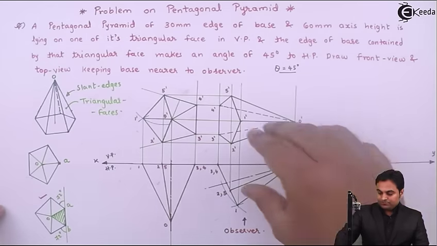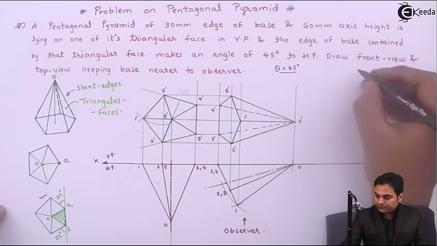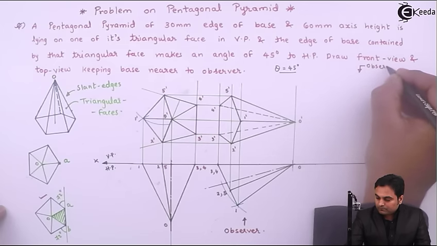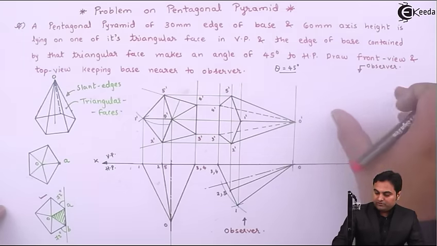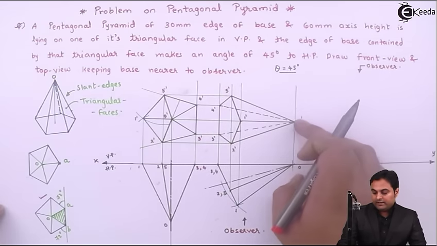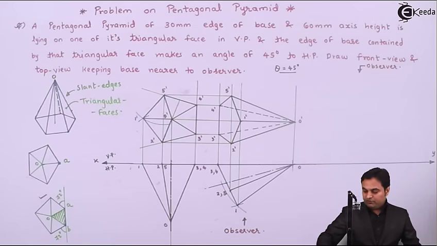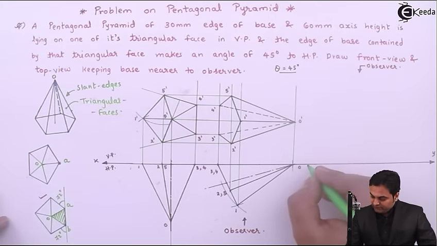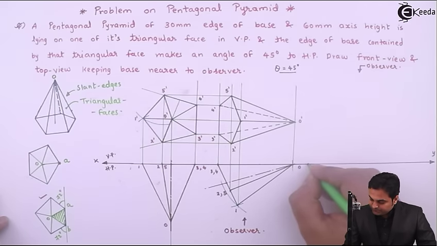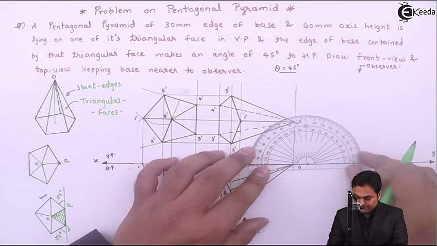It means this pyramid will be tilted in such a way, observer is here at the top. So the pyramid will be tilted in such a way that this base, which is a pentagon, is close to the observer, and apex is going closer to XY line. So we have to tilt it in such a way. For that, first it is inclined at 45 degree. So I am going to take a point here and drawing a 45 degree line.